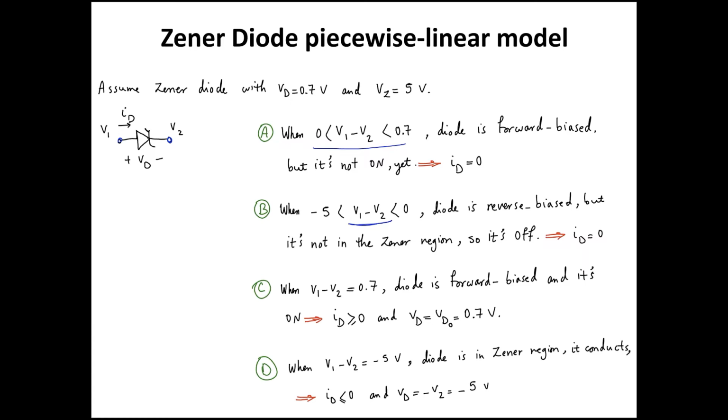When V1 minus V2 is equal to 0.7 volts, the diode is forward biased and it is on. In this condition, ID is greater than or equal to 0 and VD is a constant value equal to 0.7 volts. Now, when V1 minus V2 equals negative VZ, or negative 5 volts, the diode is operating in the Zener region. It conducts and ID is going to be equal to or less than 0, and the voltage across the diode is going to be a constant value equal to negative 5 volts.